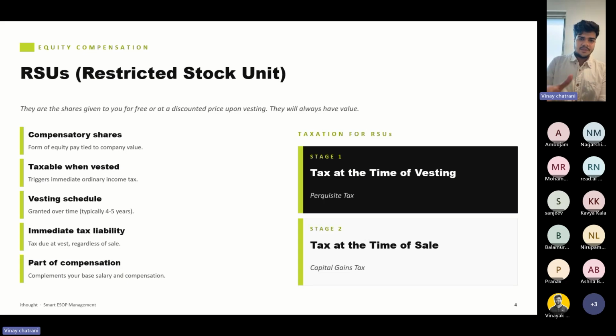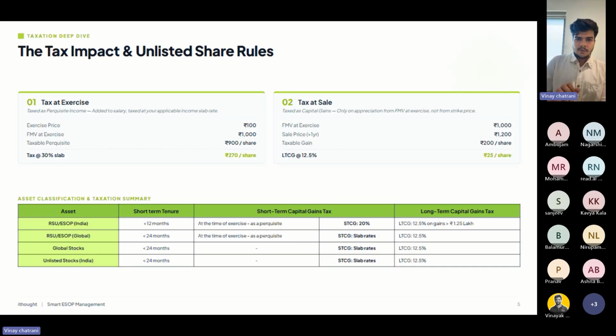People often get confused with ESOP and RSU. That's why we have covered both and we're going a little deep in both of these. So in RSU, your taxation happens immediately and it's a part of your compensation. Whereas in ESOP, you choose to either buy it or you can let it go. Next, I'm going to talk about the taxation. So if we look at the taxation of both RSU and ESOPs, there are two stages to it.